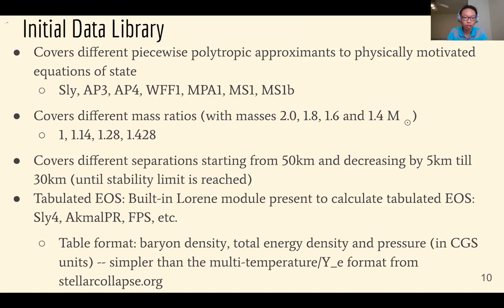Lorene is also capable of generating initial data using tabulated EOS with a built-in module, where the table format includes the baryon density, the total energy density, and the pressure, which is a lot simpler than the multi-temperature or Ye format from the stellarcollapse.org website, because initial data assume that we have cold matter, where all the parameters depend on the density alone, and thus the pressure as a function of density is well defined.